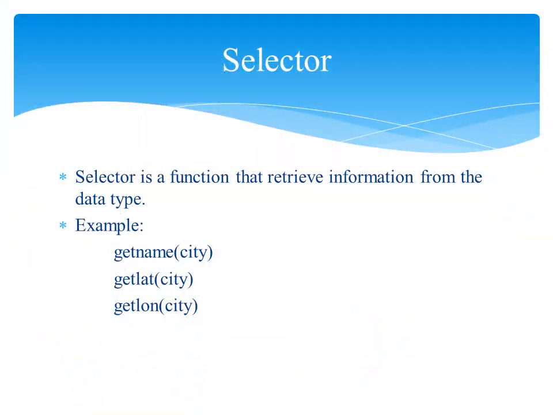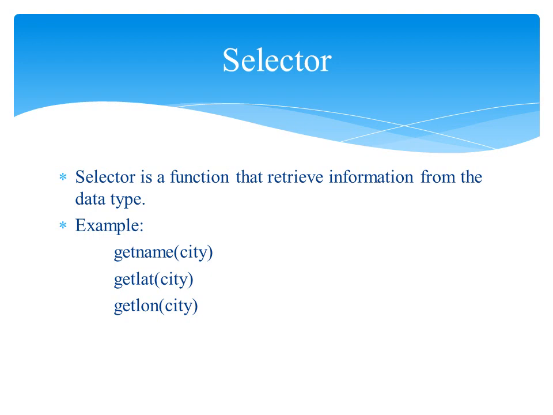Selector. A selector is a function that retrieves information from the data type. To extract the information of a city object, you should use the functions given in the example. Already we have created an abstract data type called city. There we have hidden some details, that is name, latitude and longitude. So we are just calling that a city, but it has three meanings. That means the city name and the city's located place, that is called latitude and longitude.